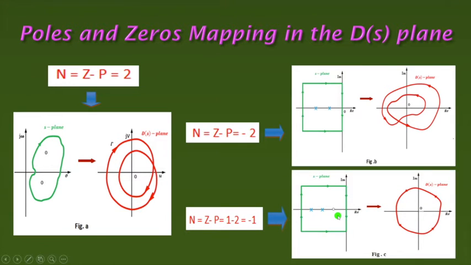In this figure, this closed contour C encloses two poles and 1, 0 in the S plane. Then Z equal to 1, P equal to 2. This result is -1. So number of encirclement is 1 and negative N. That means anti-clockwise direction. This gives the DS locus in the DS plane encircles the origin once in counterclockwise direction.